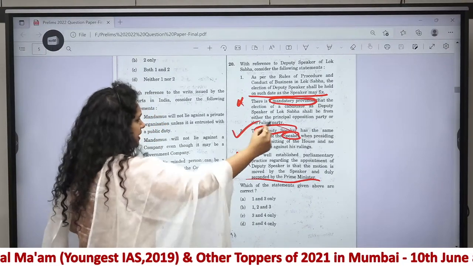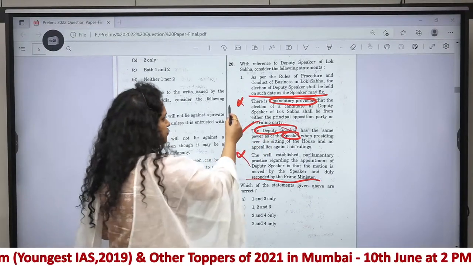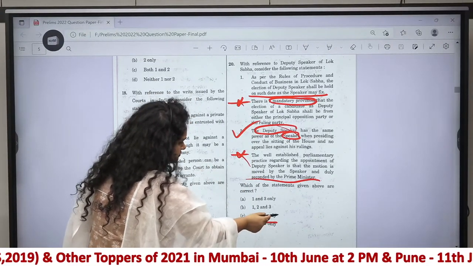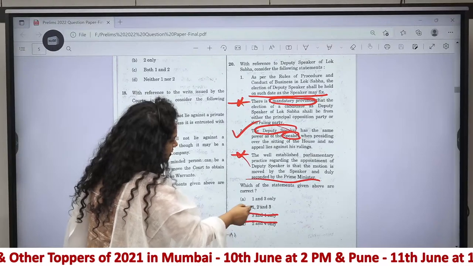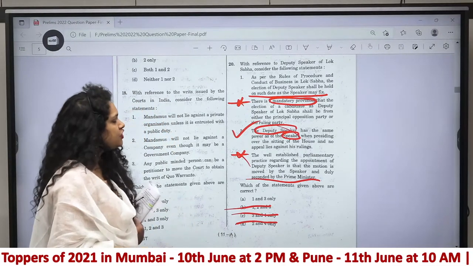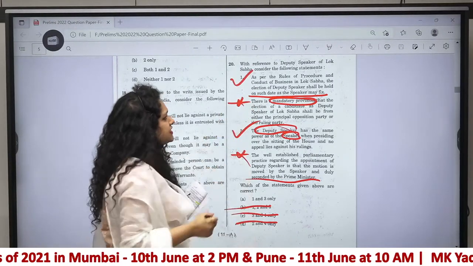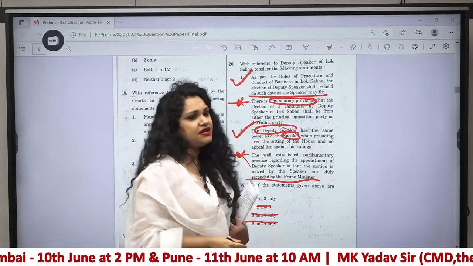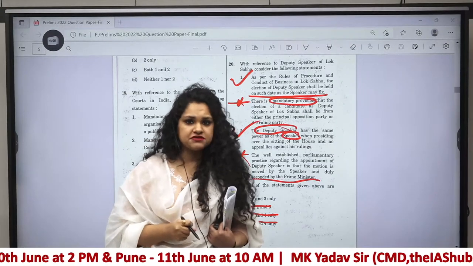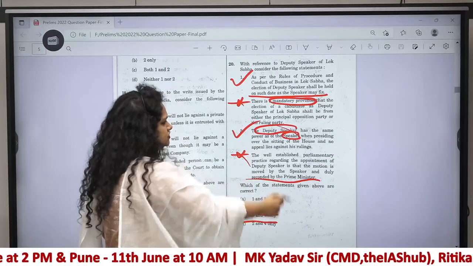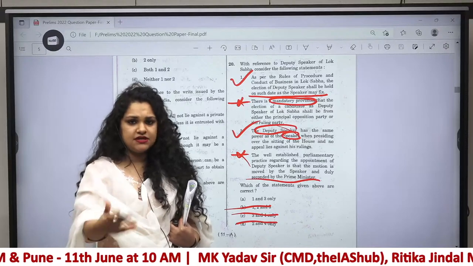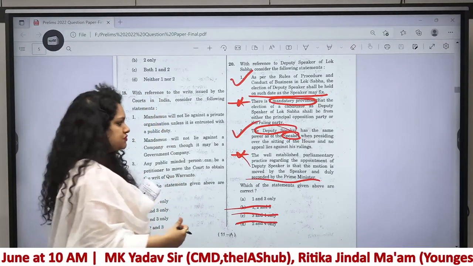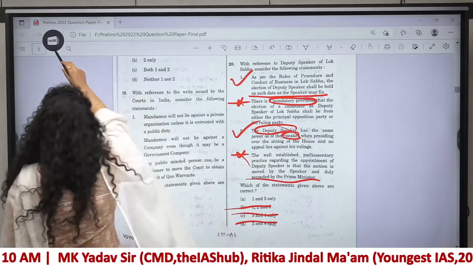So if by elimination or by educated guess we try to eliminate these two and four, we arrive at 1 and 3. So we can say, and this is actually correct, as per the rules of procedure, the election of the deputy speaker shall be on a date as the speaker may fix, right? So this is correct, and this is also correct that he has the same power as a speaker when he is filling in the speaker's shoes, right? So the answer to this is A.